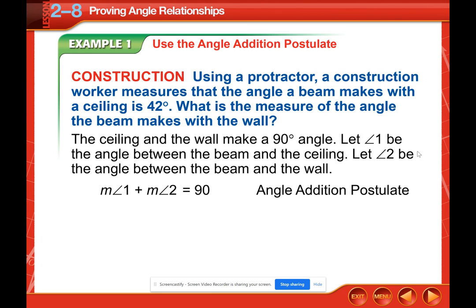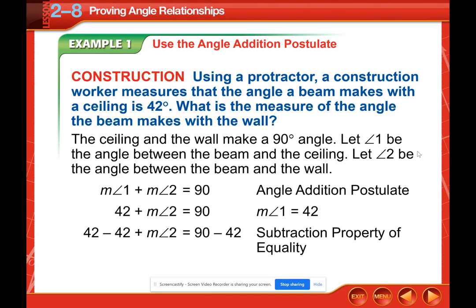Okay, the measure of both of those angles when added together equals 90. This is the angle addition postulate. I know that the measure of angle 1 between the beam and the ceiling is 42, so I can substitute that in. And now I can solve for what the measure of angle 2 is by subtracting.